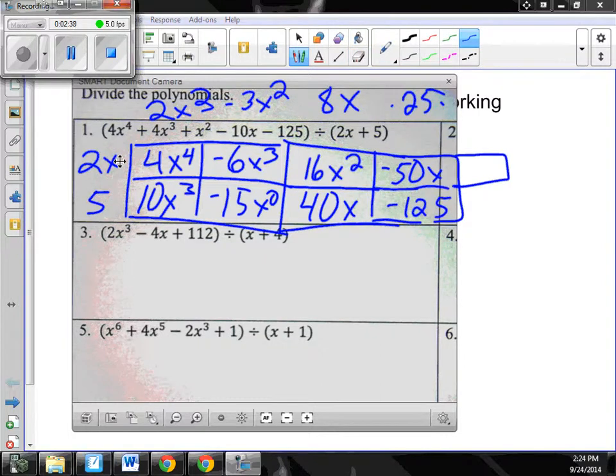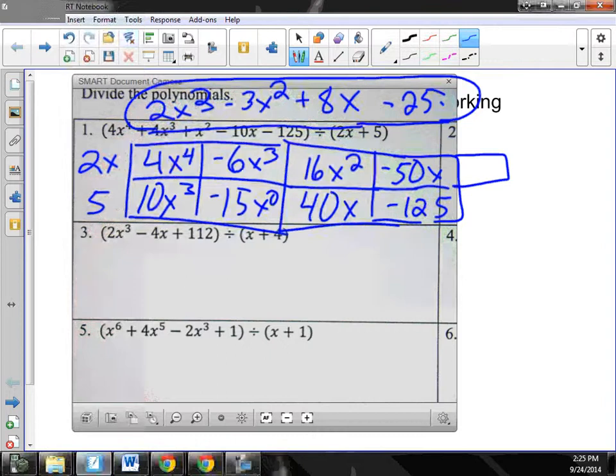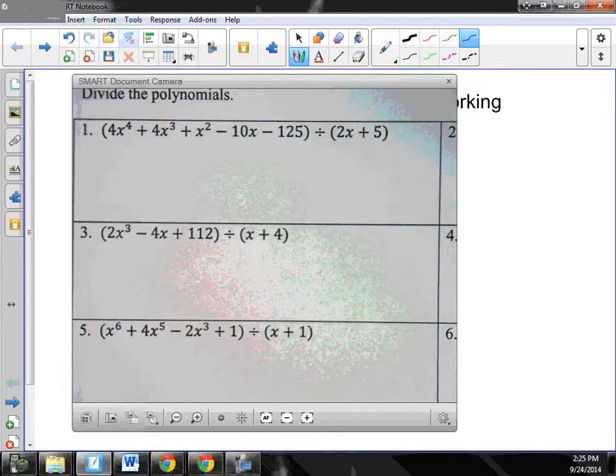Okay, is that what I wanted? No remainder. So my answer is 2x to the 3rd minus 3x squared plus 8x minus 25. And that one went in evenly. Okay? And this worksheet is basically the same thing, but there are some tricks thrown in that are a little bit different. So, for example, look at number 3.